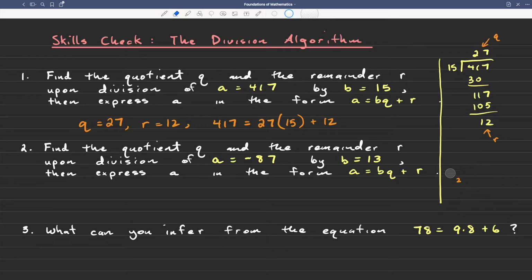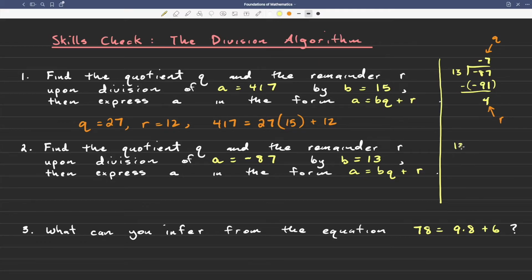So let me erase this previous scratch work and do the next one. So this one, you just have to be careful. You're dividing into a negative number, so we're going 13 into negative 87, so we have to remember to sort of overshoot a little bit so that we get a positive remainder. So let's see.